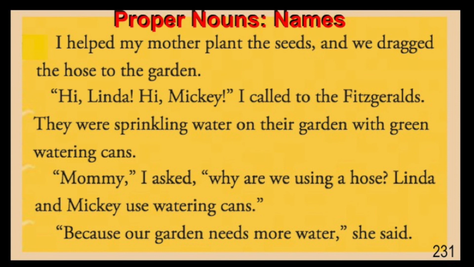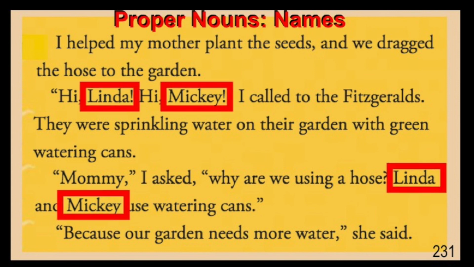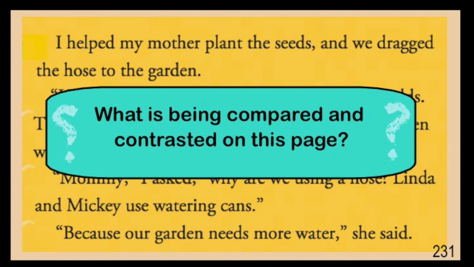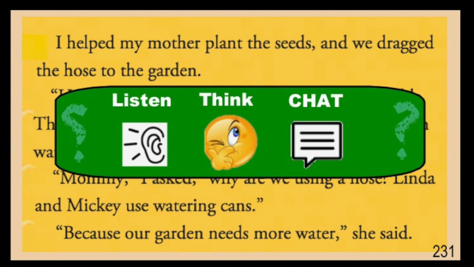You may have noticed some proper nouns on this page, like Linda, Mickey, or the Fitzgeralds. Again, they all start with a capital, and they're all neighbors. But what about those neighbors? What is being compared and contrasted on this page? As you listen to this page again, think about what's being compared and contrasted and write it in the chat.